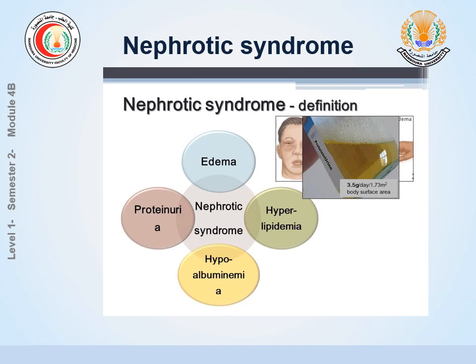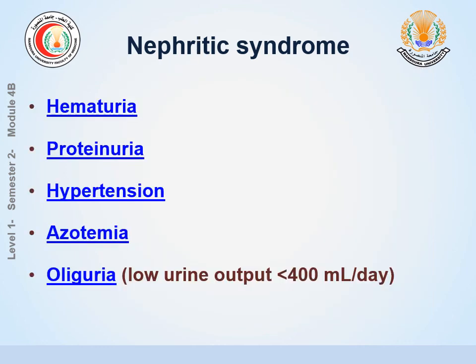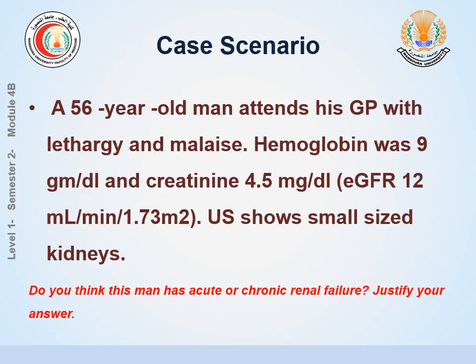Nephrotic syndrome is the presence of proteinuria, hypoalbuminemia, edema, and hyperlipidemia. The protein loss here in urine is more than 3.5 gram per day. Nephritic syndrome is the presence of these 5 items: hematuria, proteinuria, hypertension, renal impairment, and oliguria. The urine output is usually less than 400 ml. Chronic kidney failure is suspected because of the presence of anemia and because the kidneys are small in size.